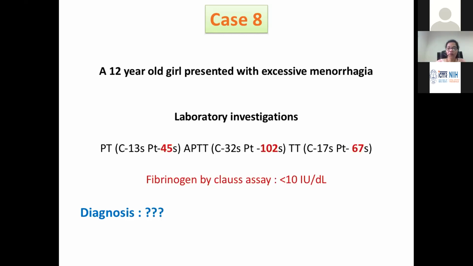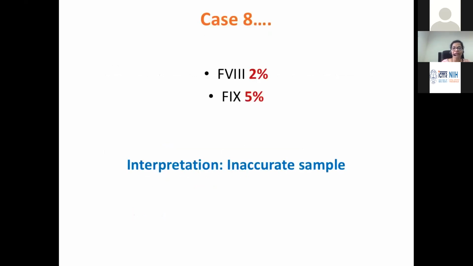So you have to have one parameter, then only you can be confident to label this girl as afibrinogenemia. Need to be extremely cautious because sometimes the clot may not be visible. There may be a minute clot which may be prolonging all these clot timings. So the interpretation, inaccurate sample, and you need to ask for a fresh sample again.